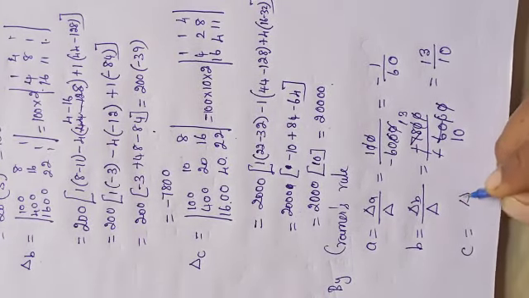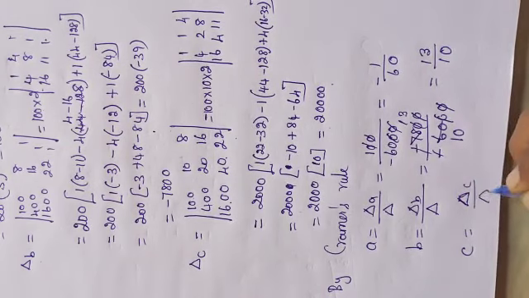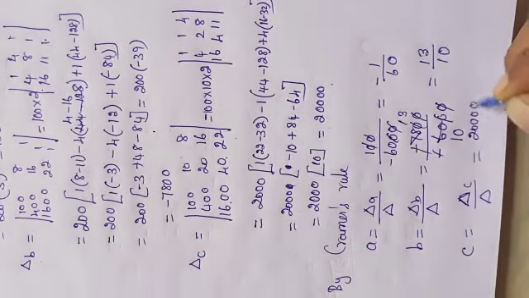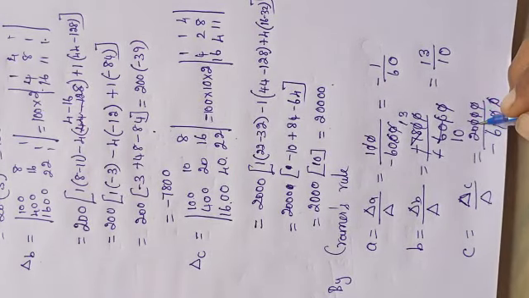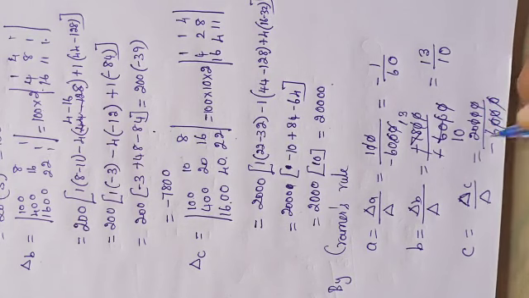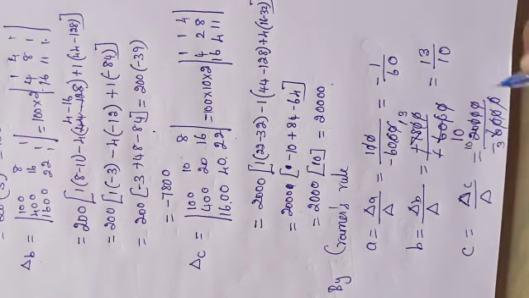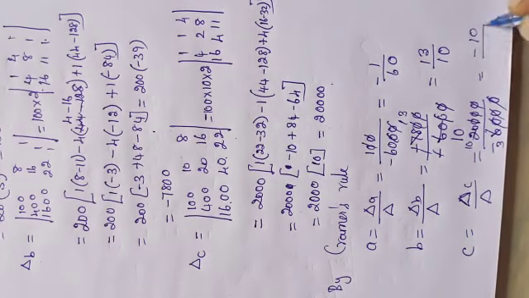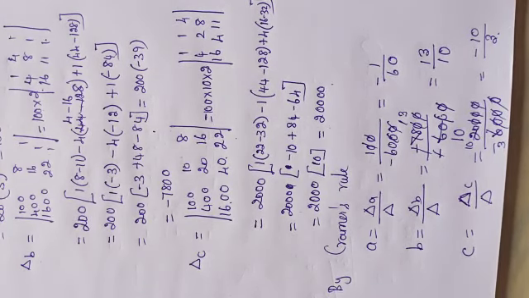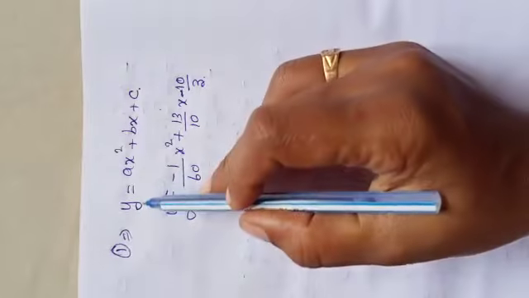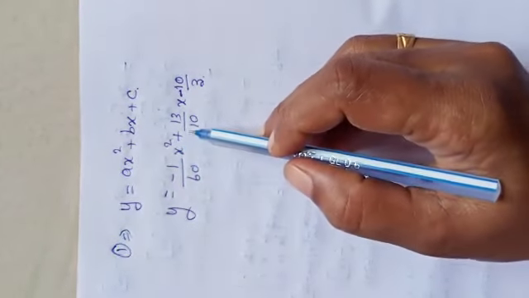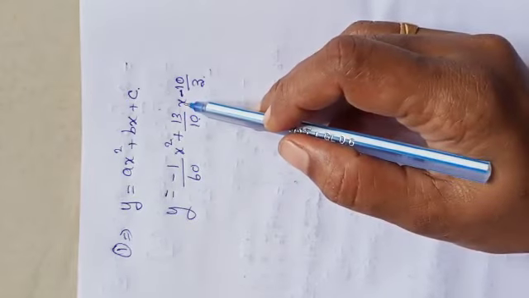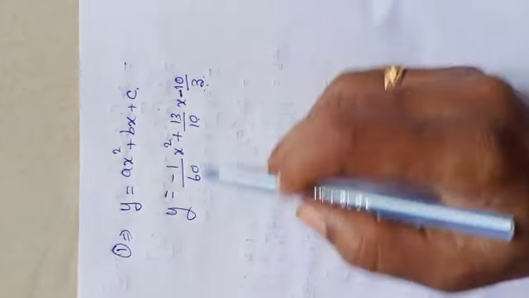And C is equal to delta C by delta. Delta C we have got it 20,000 divided by minus 6,000. 3 zeros will get cancelled. Now again we can divide by 2. 3 2s are 6. 10 2s are 20. So minus 10 by 3. Now this we have to substitute in the equation number 1. So y is equal to ax square plus bx plus c. So y is equal to minus 1 by 60 into x square plus 13 by 10 into x minus 10 by 3. So we have got it.